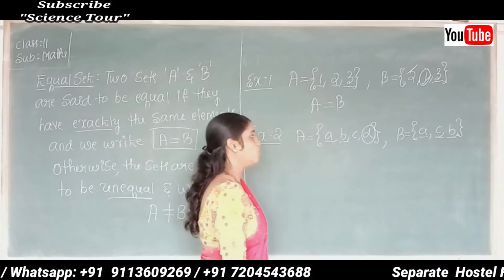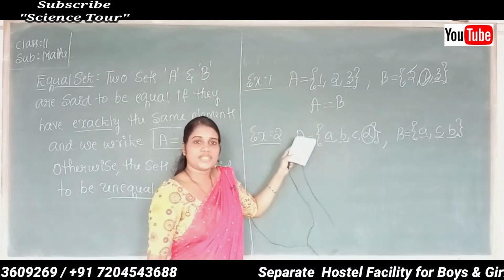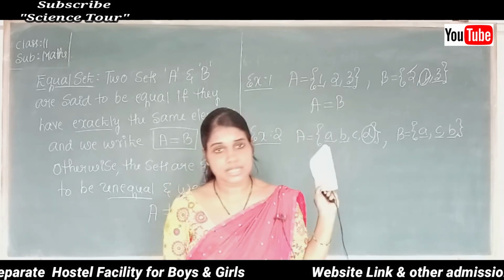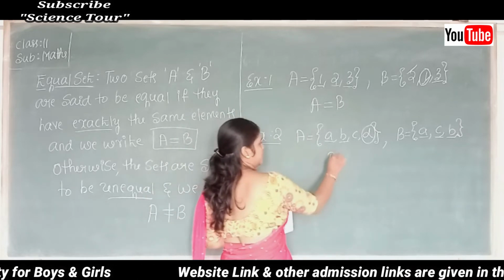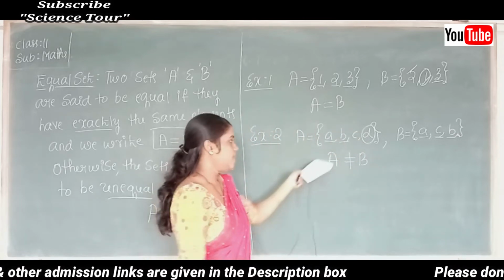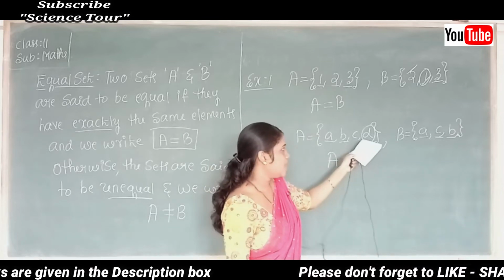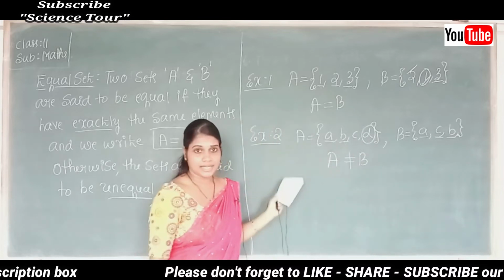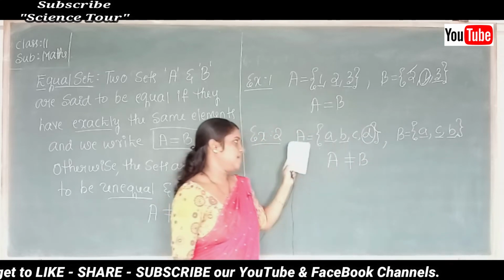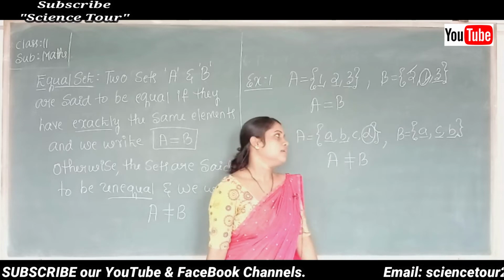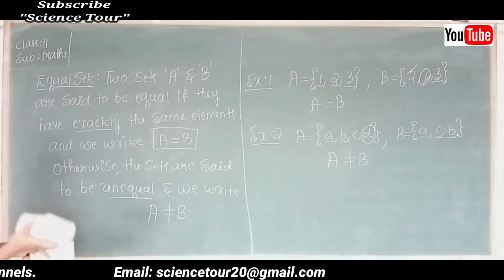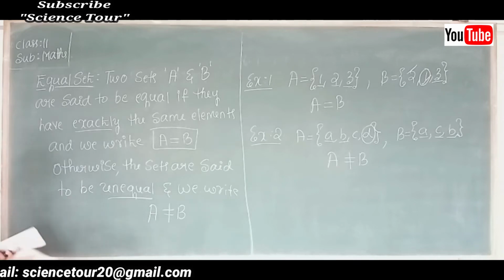So the elements of set A and the elements of set B are not exactly the same. Therefore, we can say A is not equal to B. Why? Because the element d is included in set A, but it is not included in set B. So I can say A is not equal to B. Next we'll solve some problems related to equal sets.